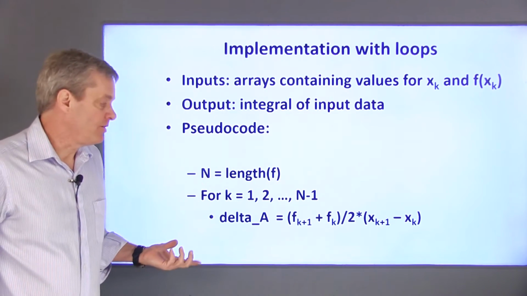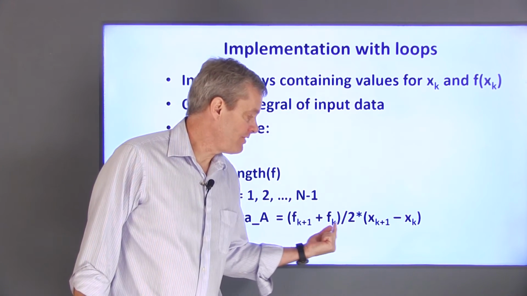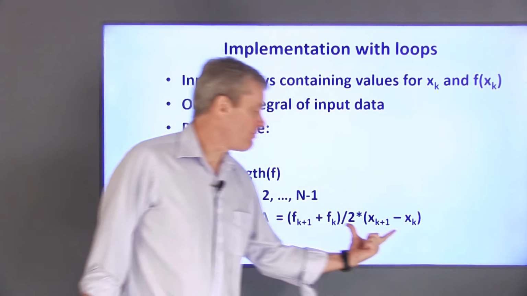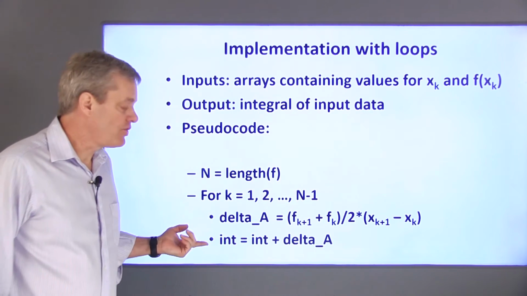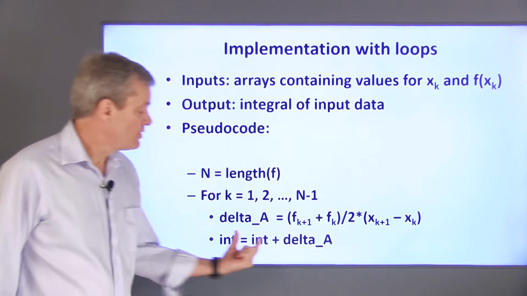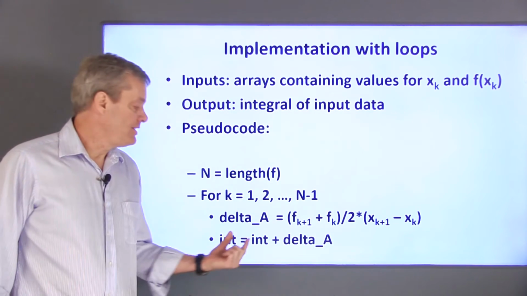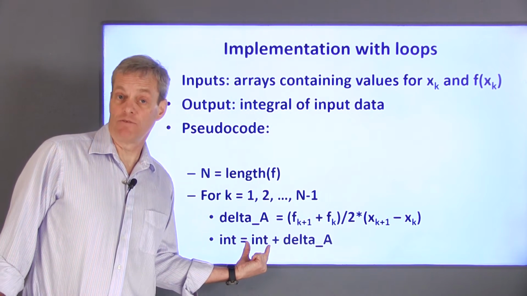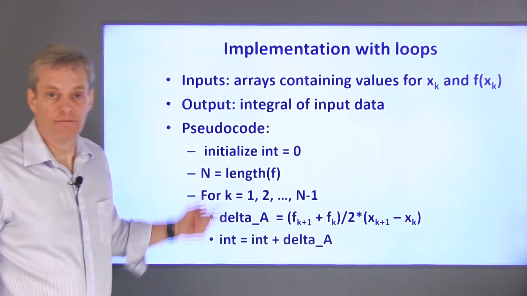For each subinterval, I'll calculate an incremental area based on f of k plus 1 plus f of k divided by 2, which is the average value of the function, times the base of the rectangle, which is x of k plus 1 minus x of k. Then I'll cumulatively sum all of the areas by setting int, the value of my integral, to its old value plus the differential area. Finally, I need to initialize int before the loop so that it's defined on the right-hand side of this equation the first time through the loop. The integral is 0 before I start calculating areas.